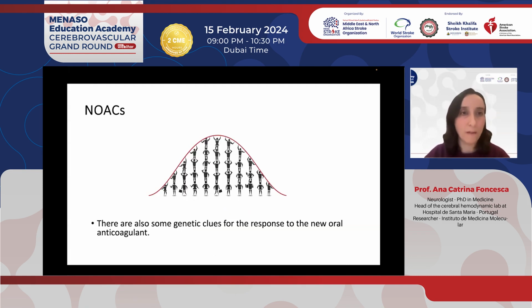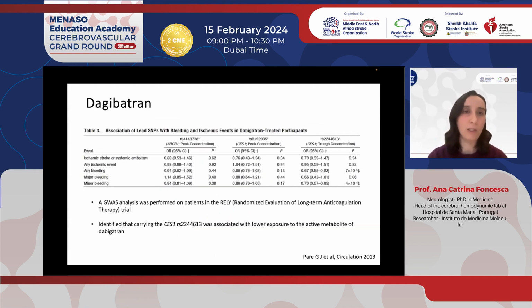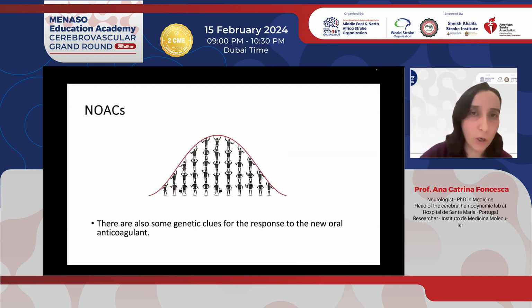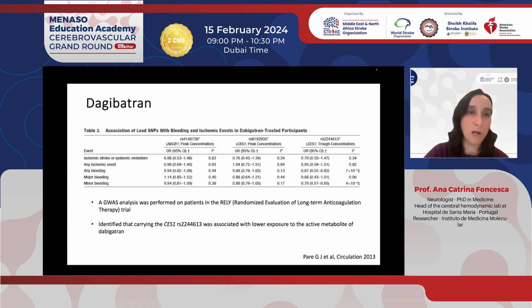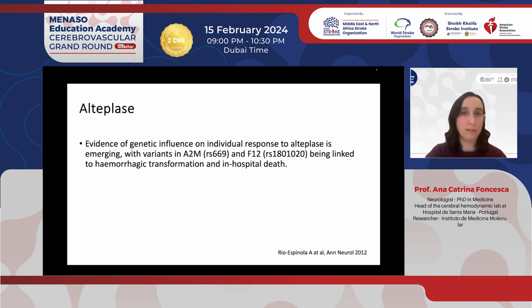But you can tell me, but we have NOACs right now, or DOACs, like they are also known. But actually, when you think about it, when you are thinking about NOACs, you are going back to our old paradigm of using one size fits all. When you are using a NOAC, you know that some patients are going to benefit, but also some patients won't benefit from the drug, and they are going to have also more adverse events. And actually, there are also some genetic clues for the response to the new oral anticoagulants. So we now know that dabigatran can be influenced in its metabolism by specific alleles, as well as others.